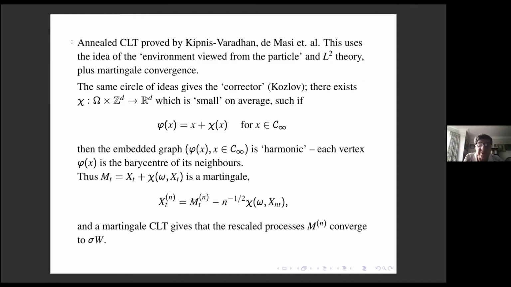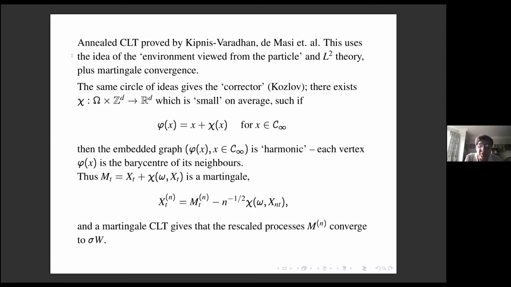So an annealed or averaged CLT was proved in this context by Kipnis, Varadhan, De Masi and others. And they used an idea which at first sight seems absolutely crazy, which is you look at the environment viewed from the particle. So you imagine yourself sitting on the random walk, you see around yourself the environment. So what you've got is an absolutely immense space, which is the space of all possible environments going out from the particle. But this is a compact space, and therefore some things work for it rather nicely, which don't work for the original random walk.